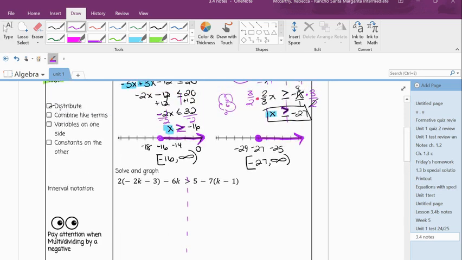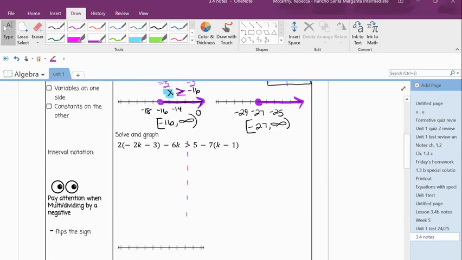According to my list, I should distribute first and then combine like terms. So I have a negative 4k, and 2 times negative 3 is negative 6, minus 6k. This does not get distributed because it's not touching that pair of parentheses. Now I have 3 terms on this side, so I know I still could combine and simplify more. So I'll do that in my next step.